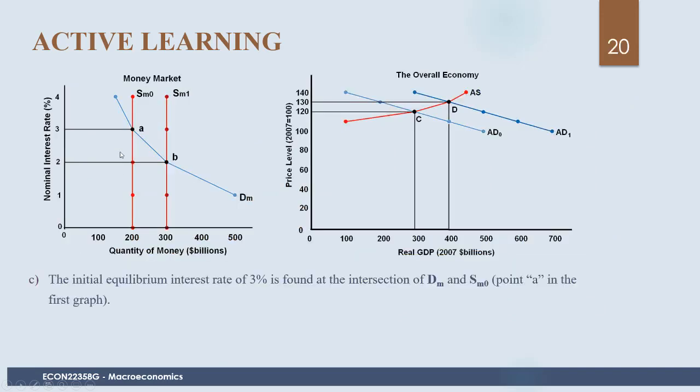So for this part of the question, we would be here at point A. That's the intersection of the demand for money curve and the initial money supply, which is SM0. And so we would be at an interest rate of 3. The money supply would be $200 billion. And in terms of the overall economy, we're going to be here at point C. That's our aggregate demand curve. That's our aggregate supply curve.